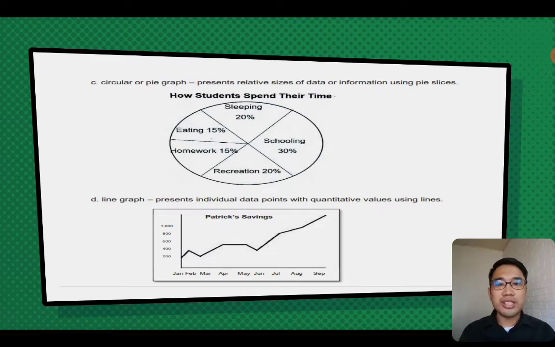A line graph uses lines like this one. Patrick's savings from January to September. We also see the amount of his savings, and we've noticed that it skyrocketed during the month of August to September. So it's more than 1,000 pesos already for his savings. And it started in January with the amount of 200.